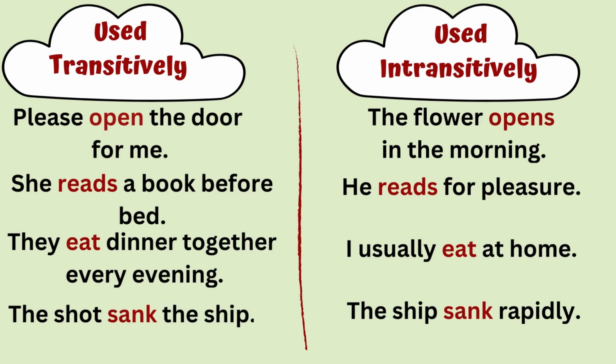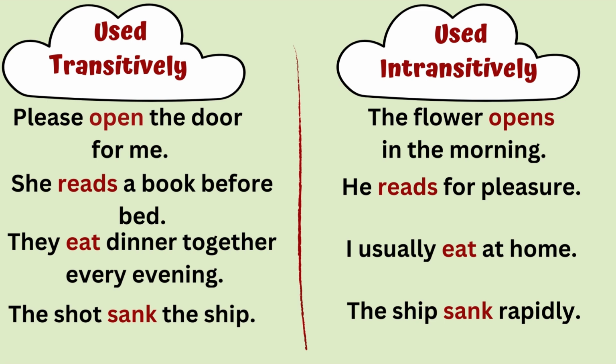And if not, I have also written some examples to make it clear to you. I have used the same verbs, and I have mixed sentences with it being transitive and intransitive. Like, please open the door for me. Open what? The door. I have an object, so open is a transitive verb. The flower opens in the morning. Opens here means blooms. So the flower blooms or opens in the morning. Here we do not have an object, so the verb opens is intransitive.